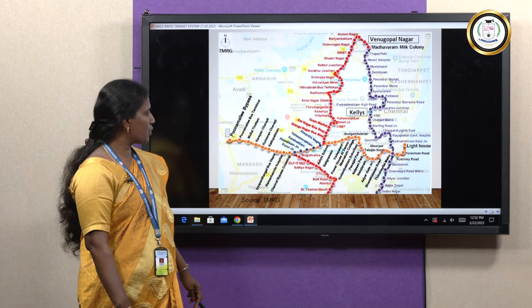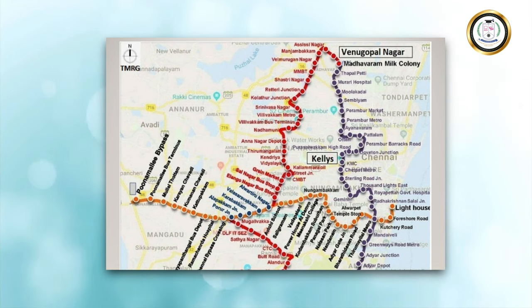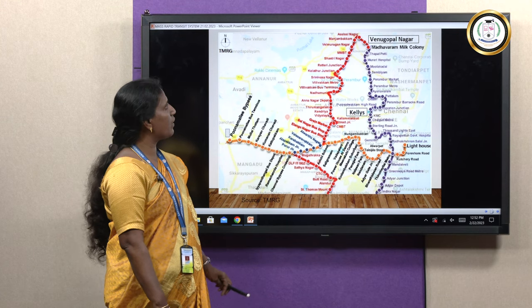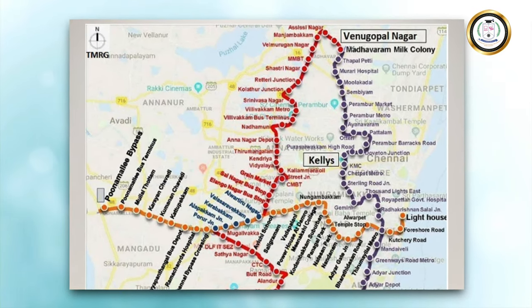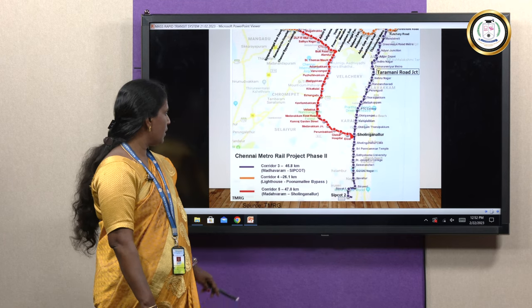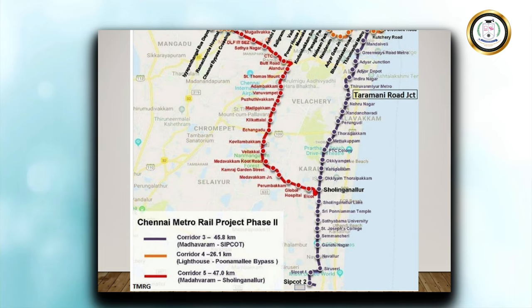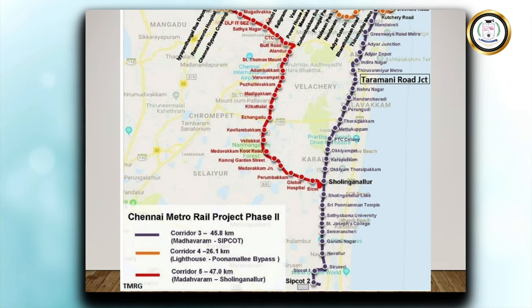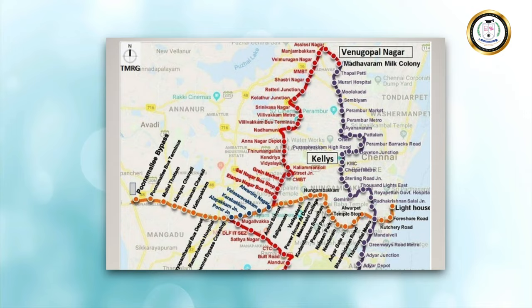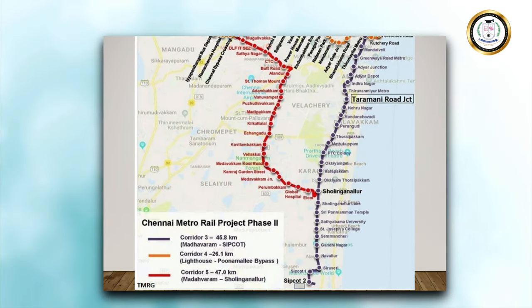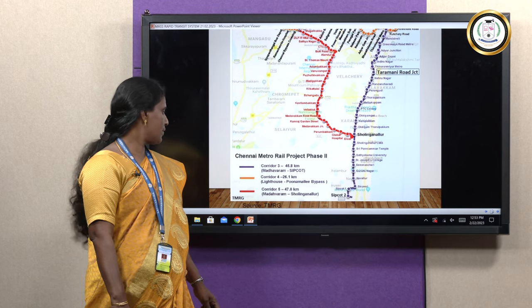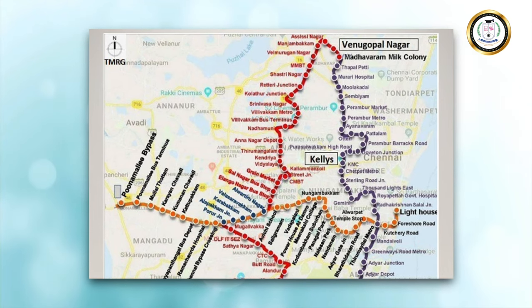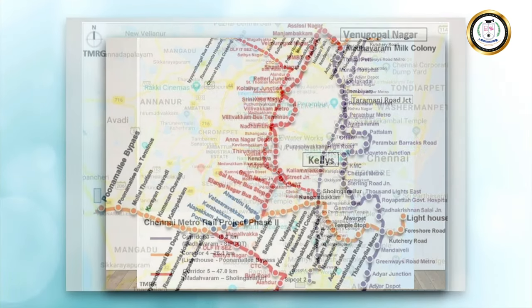Here, this is a map showing the Chennai Metro Rail Phase 3, Phase 4 and Phase 5 corridors. The Phase 3 corridor starts from Madhavaram Mill Colony and ends at Sipcot in the southern portion of Chennai, which covers 45.8 km. The Phase 4 corridor starts from Lighthouse and ends at Poonamalli Bypass, which covers 26.1 km, and the Phase 5 corridor starts from Madhavaram in North Chennai and ends at Solinganallur, which covers 47 km.